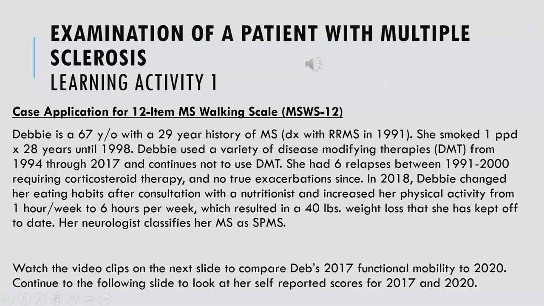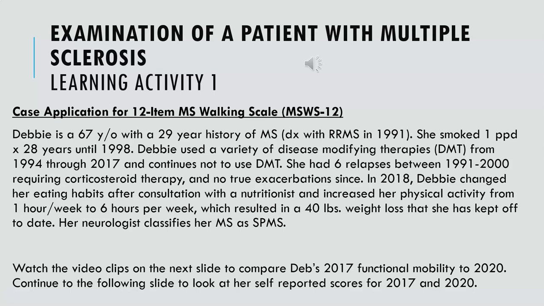Next, we're going to move into some case-based application for the 12-item MS walking scale. I'm hopeful that this will give you a better idea of what the scale consists of and the changes that could be seen with a real-life application. So we're going to talk about Debbie. She is a patient who has been coming to ClinNext for quite a few years now in our program. She's currently 67, and she has a 29-year history of having MS.